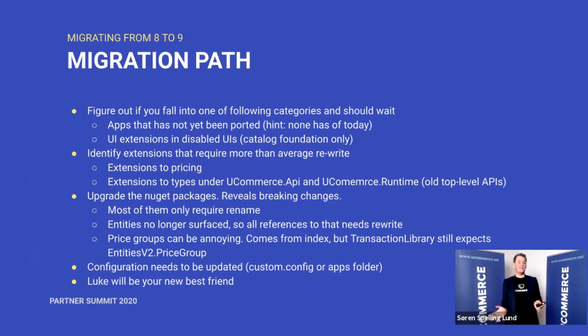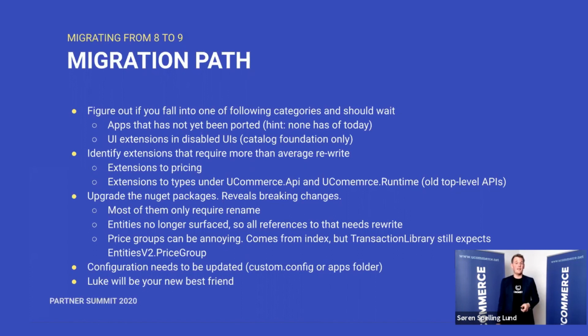And then lastly, all the configuration files are some of the things that will not be caught at compile time, as those are XML files living inside your solution next to all the code. Those are going to require a change as well. So if you are in a situation where you're using custom.config, port that over to apps folders instead, because that will give you a much cleaner set of configuration files.